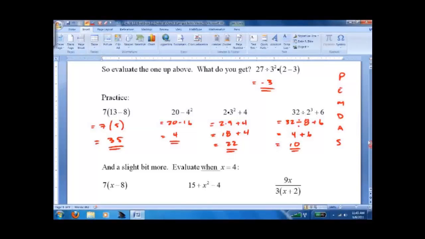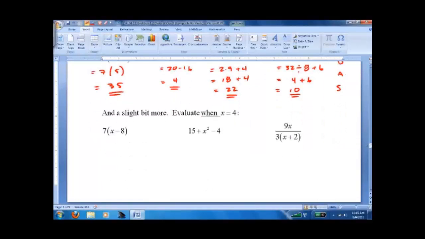And that's it. And this is a little bit of both, where we evaluate expressions and we need to do order of operations. So we're going to plug in the number first. 7 times 4 minus 8. What do we do first? Well, the parentheses. So we get a 7 times a -4. And 7 times -4 is -28.